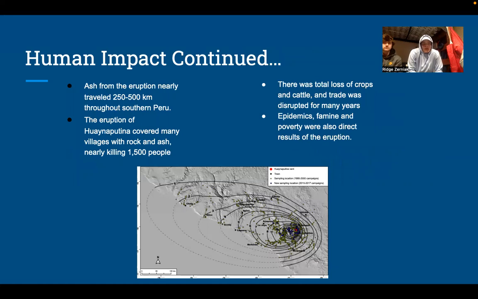Continuing on with the human impact, ash from the eruption traveled 250 to 500 kilometers throughout southern Peru. The eruption of Huaynaputina covered many villages with rock and ash, killing nearly 1,500 people. There was a total loss of crops and cattle, and trade was disrupted for many years. This led to epidemics, famine, and poverty. These were all direct results from the eruption.